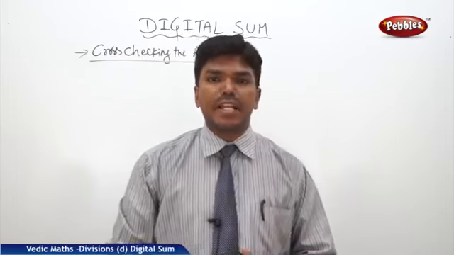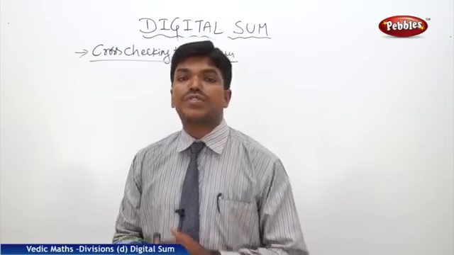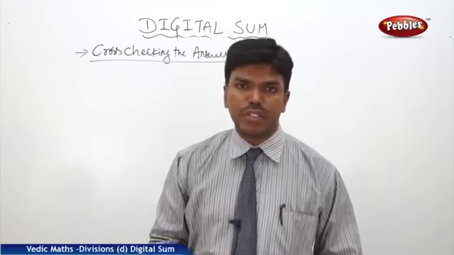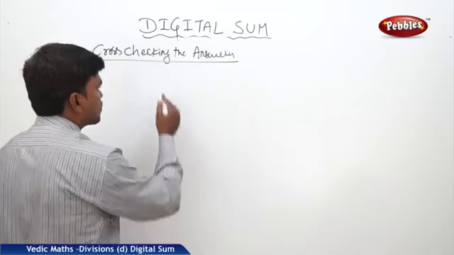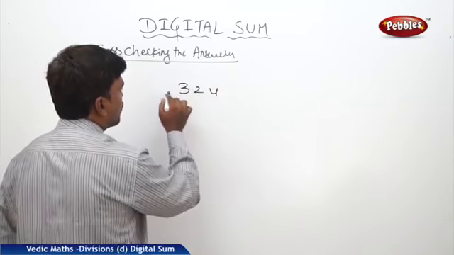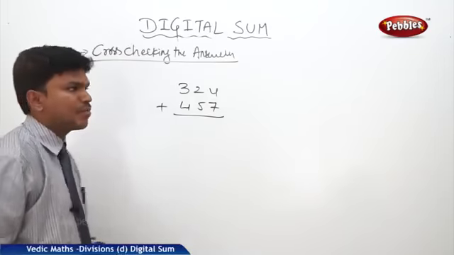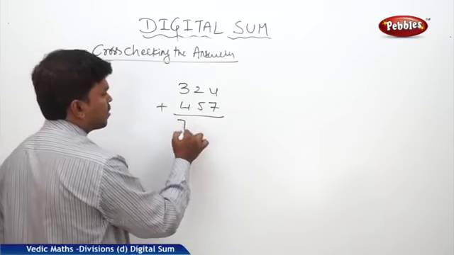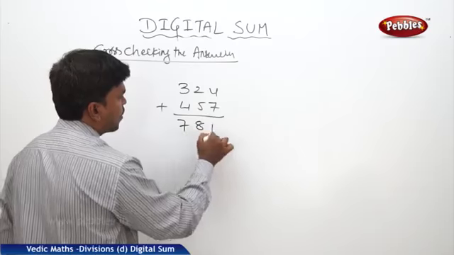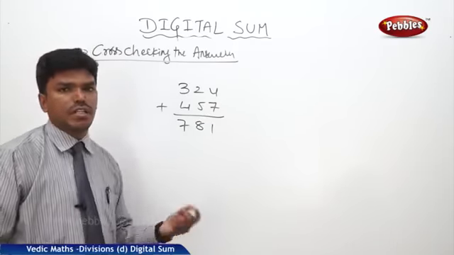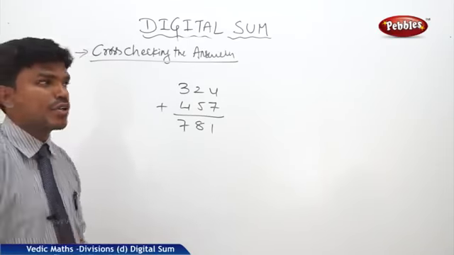This digital sum is very useful for cross-checking the answers which you have already calculated. For example, suppose I want to add 324 plus 457. So 3 plus 4 is 7, 7, but 8, 1: 781. I got the answer. I want to check whether it is correct or not, but in a faster way.